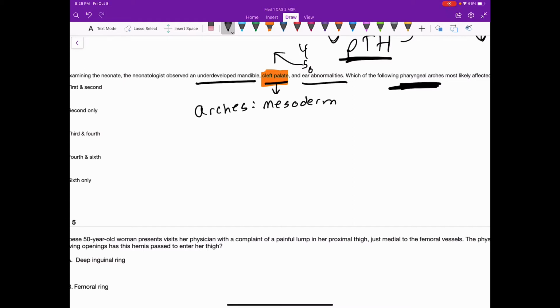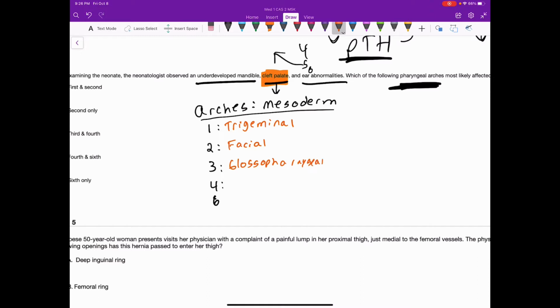And how many of them do we have? We have 1, 2, 3, 4, 5, and 6. So 4 and 6 are kind of together now. Okay, what's going to happen with number 1? Well, each of them forms a nerve, so we could talk about the nerves real quick. 1 is going to be the trigeminal nerve. 2 is going to be the facial nerve. 3 is going to be the glossopharyngeal. And 4 and 6 is going to be the vagus nerve.